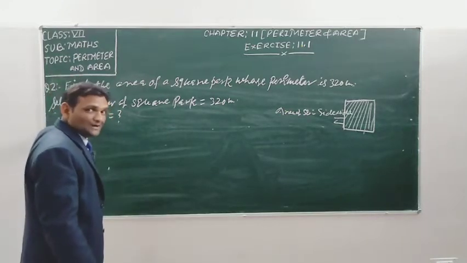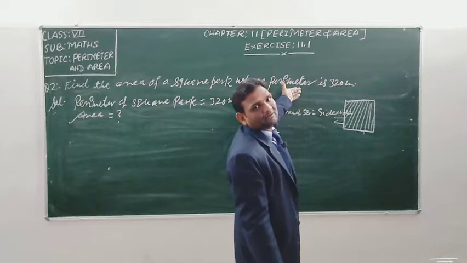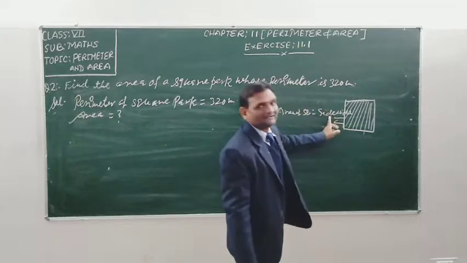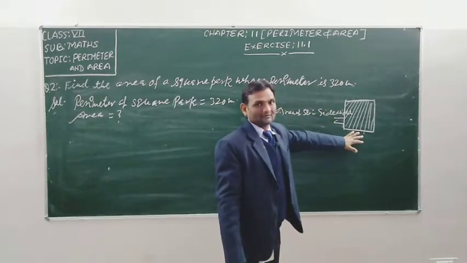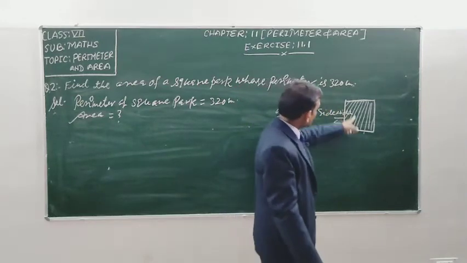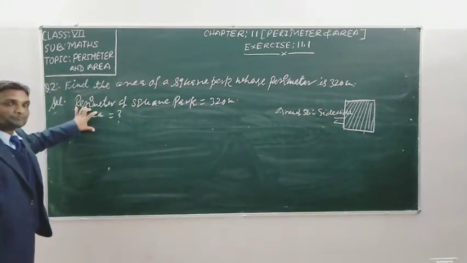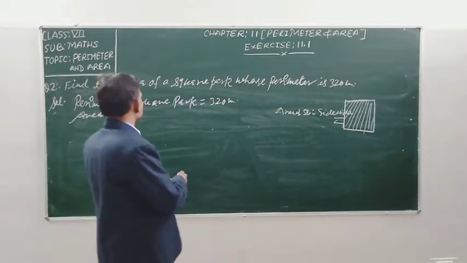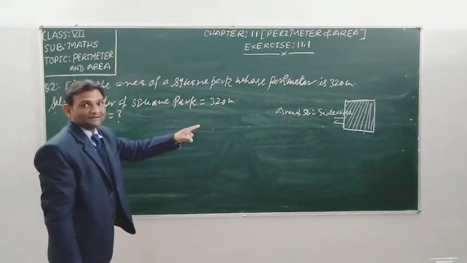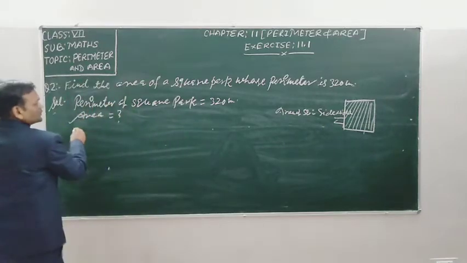No student. For finding the area, perimeter is given. You are seeing here. What is the meaning of giving the perimeter? Why is the question giving you perimeter? For finding the side of the square park, perimeter is given in the question. And when you are able to find out the side of the square park, then you can easily find out the area of the square park. So student, by the help of perimeter, we can find out the side of the square park.